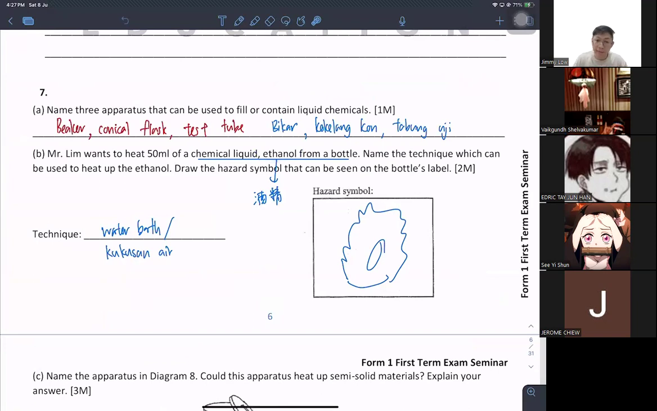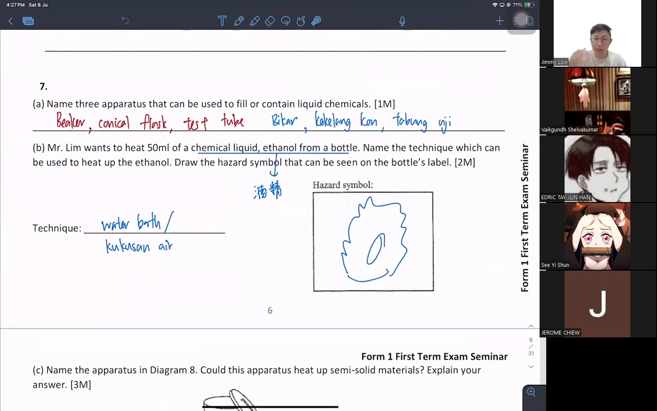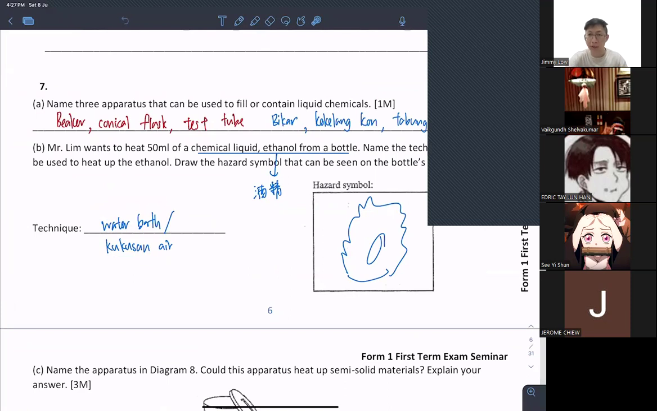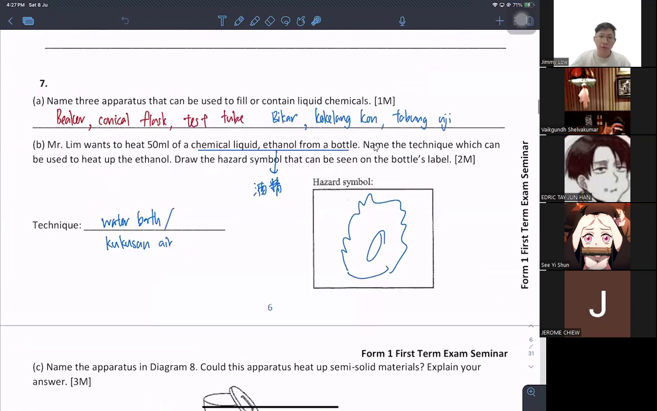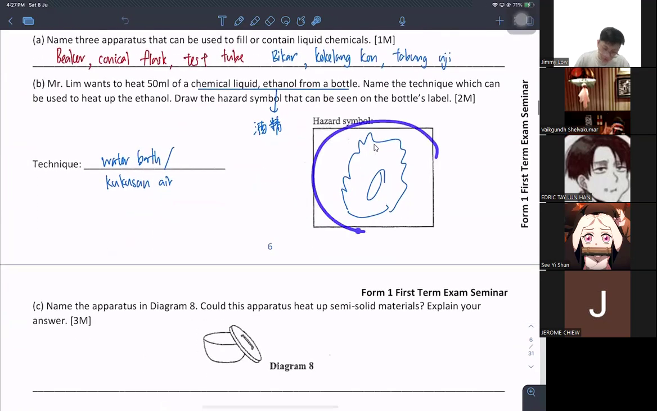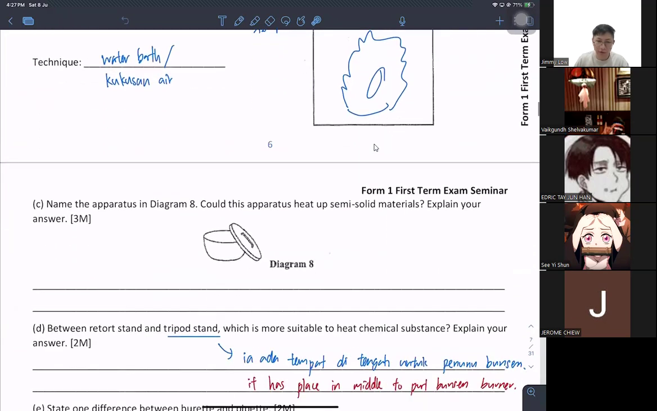Alcohol is flammable. So how are you going to heat up alcohol? You cannot use fire to heat up the alcohol. You have to use a water bath, which means you heat up the water and let the water heat up the ethanol. Okay, then we go to here, the symbol. You have to know how to sketch a symbol, of course.